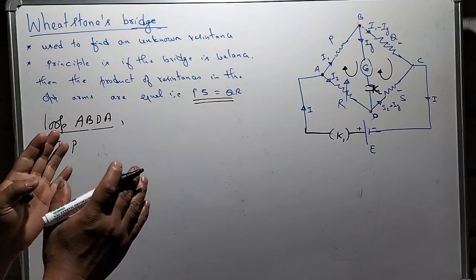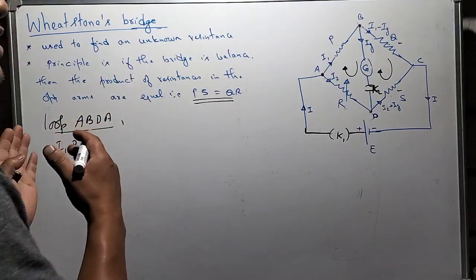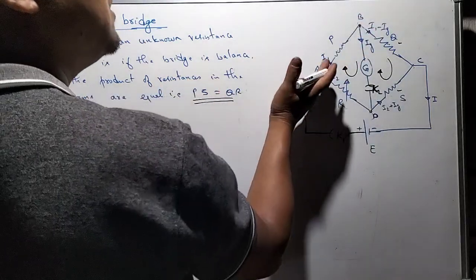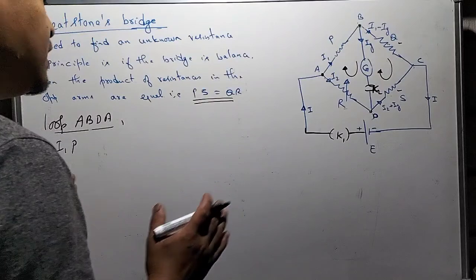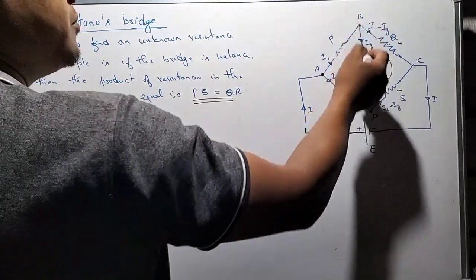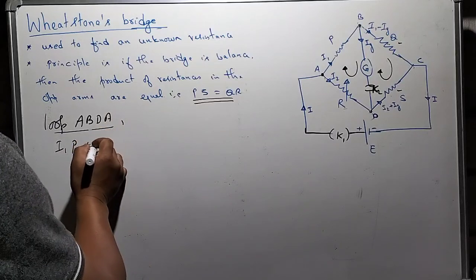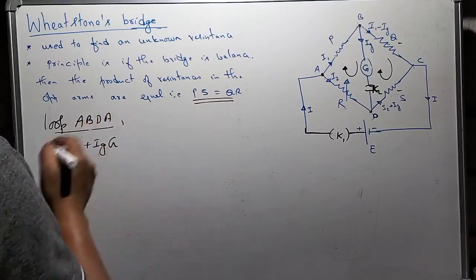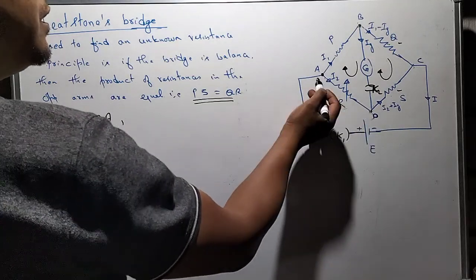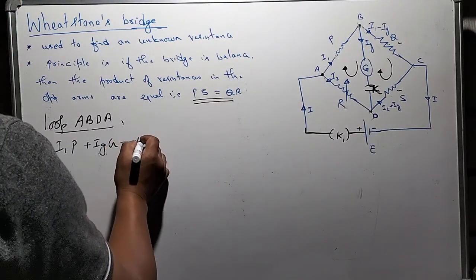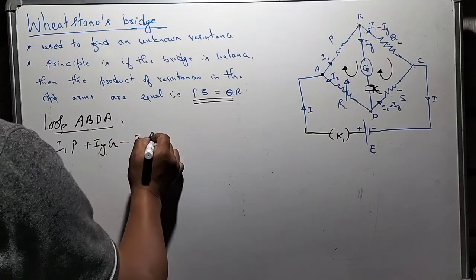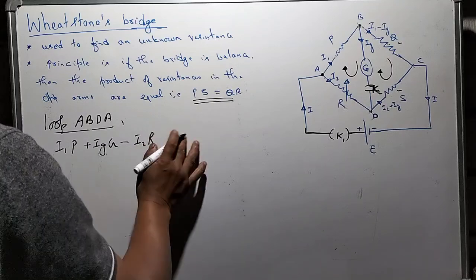I hope this is clear because I have explained this in the previous video also, that when you are crossing the resistance along the same direction of current, then this product is positive. Similarly, along BD, it will be plus Ig times capital G, which is the resistance of the galvanometer. And along DA, it will be minus I2 times capital R. This is your equation.